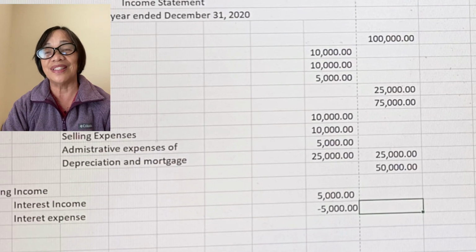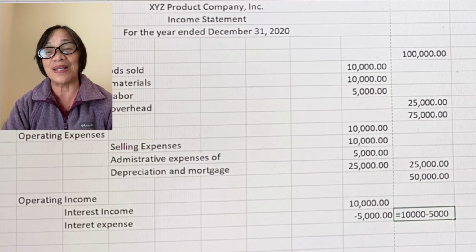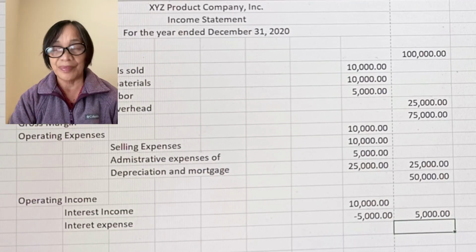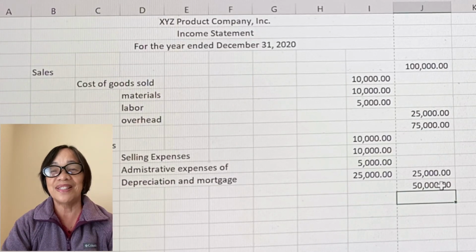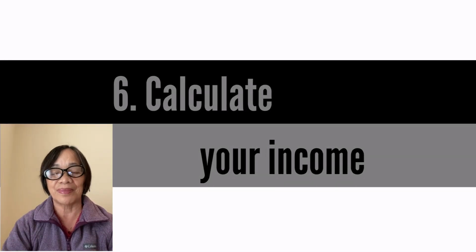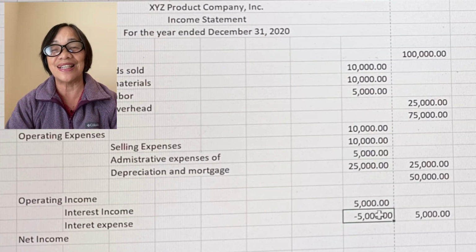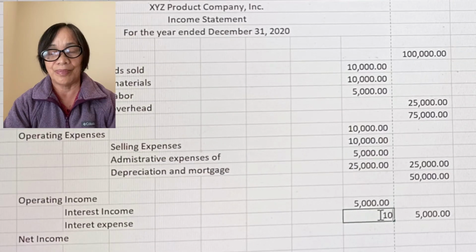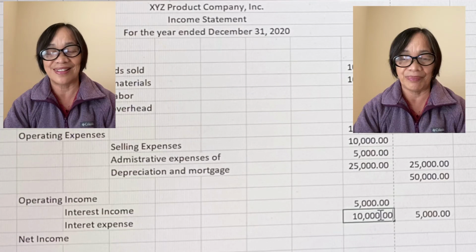And remember that interest expense is negative. We have to deduct the expense from the income. The result is going to be an amount of 45,000. So number 6 is calculate our income. So deduct the selling expenses. So deduct the selling and administrative expenses from our gross income. The result will be our income before tax.